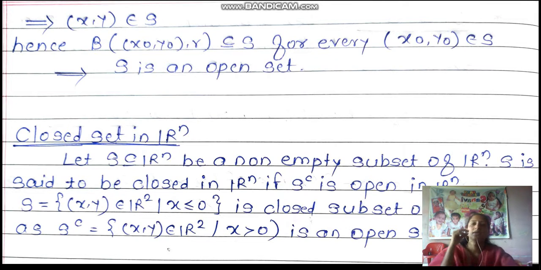Okay. Now, closed set in Rn. Now, what is a closed set? It is exactly opposite to an open set. Let S be a subset of Rn, any non-empty subset of Rn.